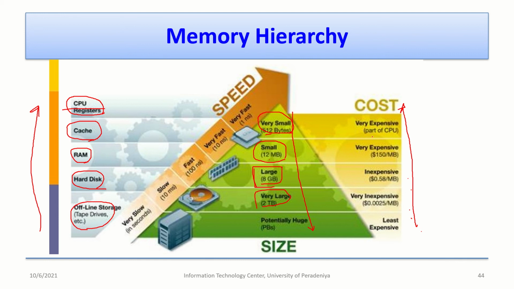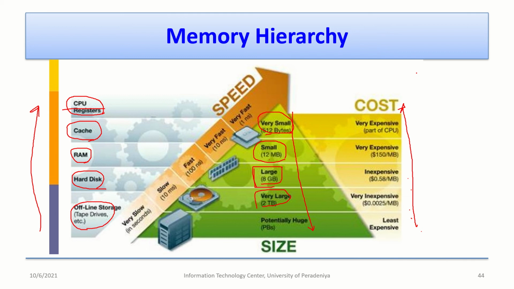So register is a part of CPU, right? The cache is also available inside the CPU. And then RAM is associated with the central processing unit, but the hard disk and the other storages are not directly accessible to the central processing unit, right? So you must have an idea about this memory hierarchy. How do the speeds change when you go upwards, whether it increases or decreases?